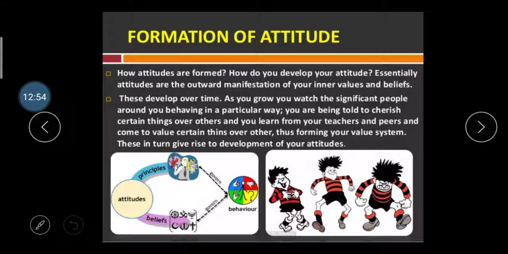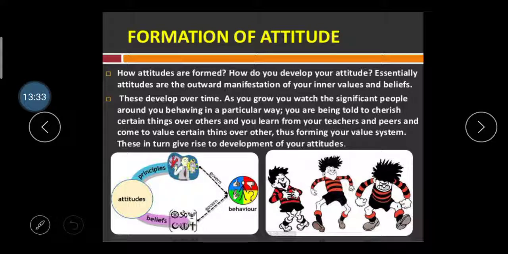Then the formation of attitude, કે એટીટ્યુડ કેવી રીતે બને છે. સો એટીટ્યુડ જે છે બરાબર છે, સો એ કેવી રીતે બને છે જોઈએ. How attitudes are formed. How do you develop your attitude? So essentially attitudes are the outward manifestations of your inner values and beliefs. કે એટીટ્યુડ એ શું છે કે આપણી અંદરનો જે પણ અવાજ જે છે ઇનર વોઇસ છે બરાબર, કે જે છે તમે પોતે મહેસૂસ કરી શકો છો, પણ સામે કોઈ તમારા બિહેવિયર જો તમે એવું કરો તો જ એ તમારા બિહેવિયરમાં રિફ્લેક્ટ થાય. This develops over time.